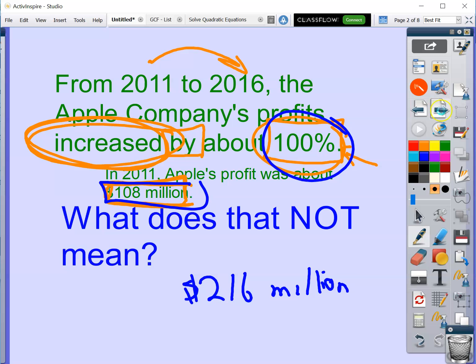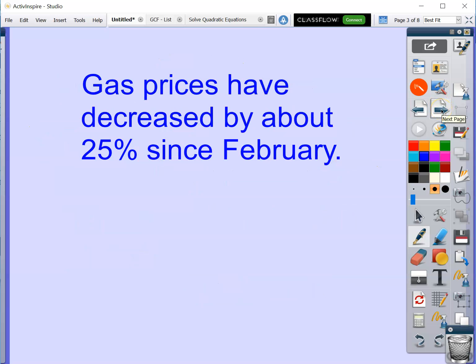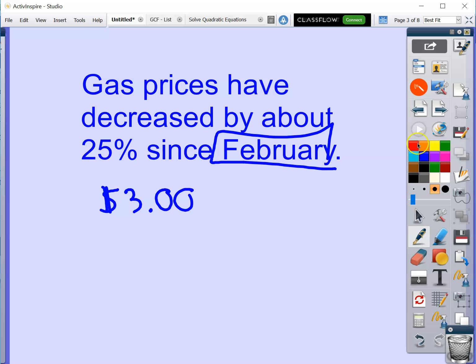It's even more now. So what does this mean if I say the gas prices have decreased by 25% since February? Well, let's just say that the gas price was $3 before. That was in February. Now it's gone down, right? So the new price ought to be lower. How much did it go down? Well, it went down by 25% of what it started from. So 25% of $3.